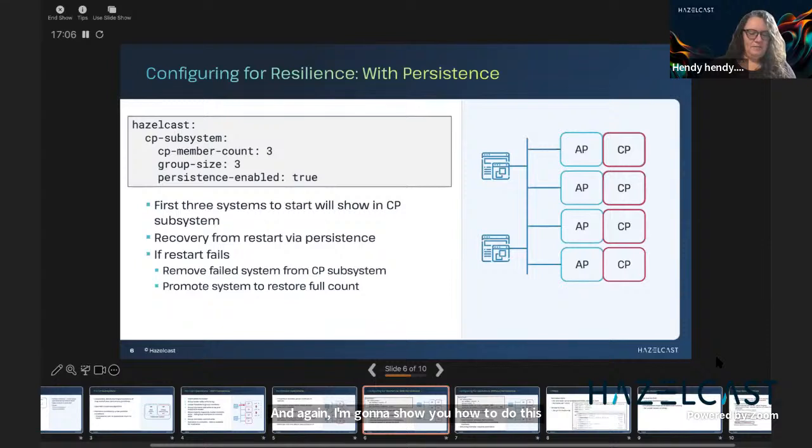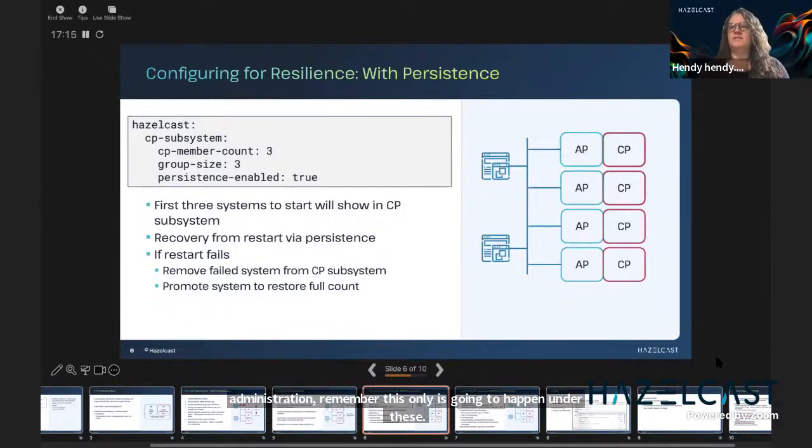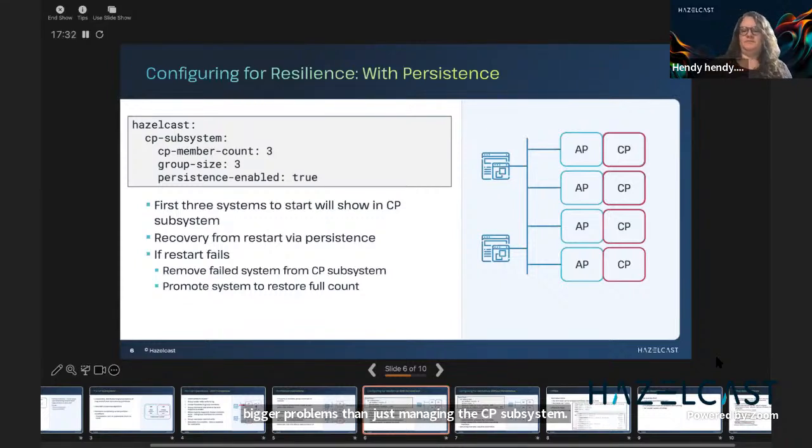But before you start thinking this is a lot of administration, remember this only is going to happen under these conditions. How often do your cluster members fail? If your cluster members are failing all the time, you have a bigger problem than managing your CP subsystem. If your network is partitioning all the time, you have bigger problems than just managing the CP subsystem. So keep that in mind. These are not everyday occurrences, hopefully.